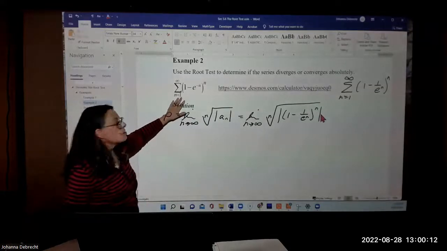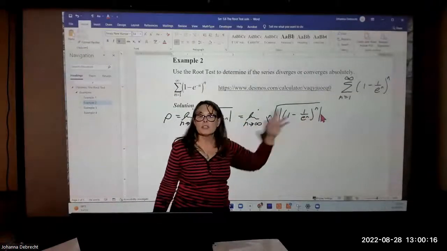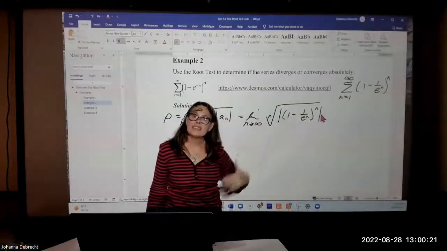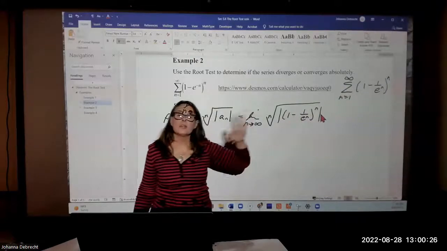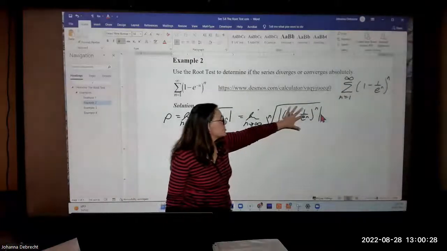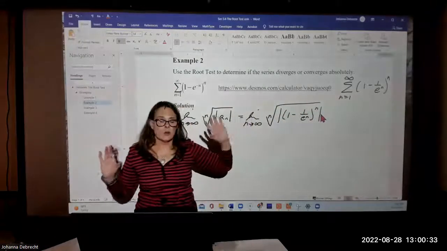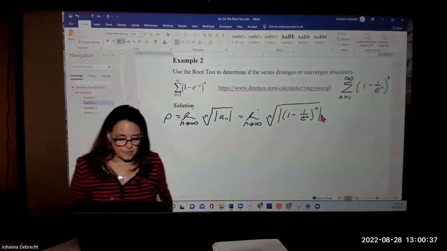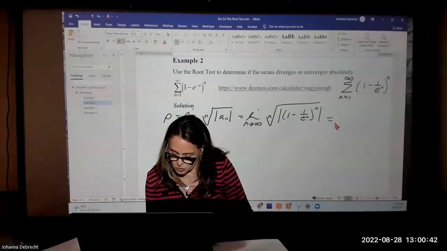I know that for n greater than or equal to 1, e to that power is also going to be greater than 1, which means 1 divided by that number is less than 1, which means 1 minus that fraction has to be greater than 0. So I know that this is strictly positive, and a positive number raised to any power is still positive. So I can drop the absolute values, and that then allows me to take the nth root of something raised to the nth power.